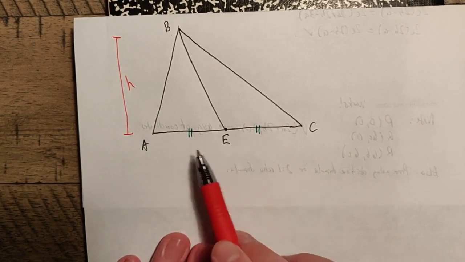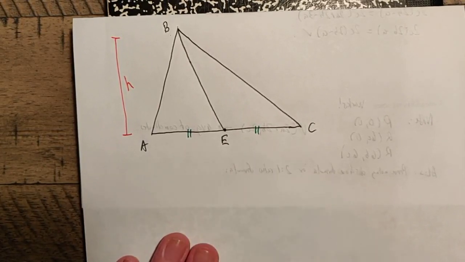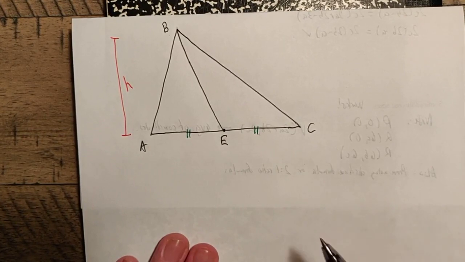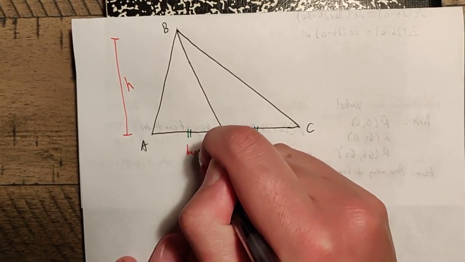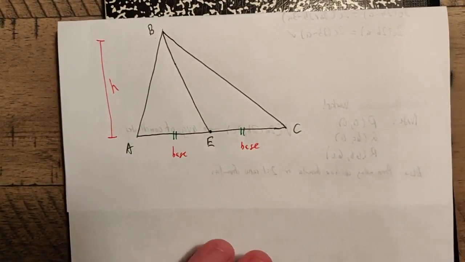Even if the bases are different segments, we know from the fact that BE is a median that AE and EC are congruent, and therefore they have the same length. So they have the same base as well. So since the bases are the same and the heights are the same, the areas are the same as well.